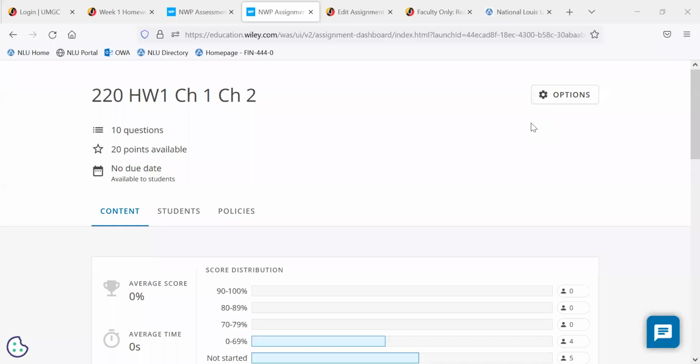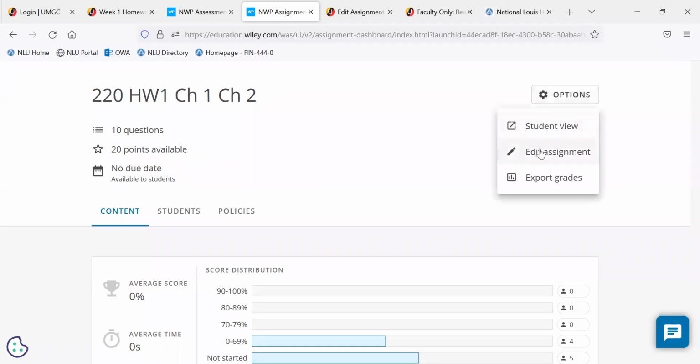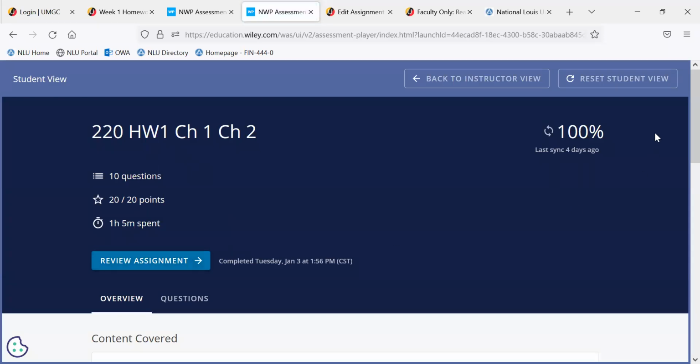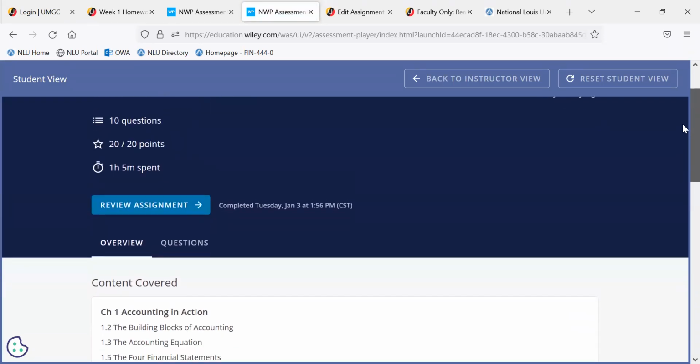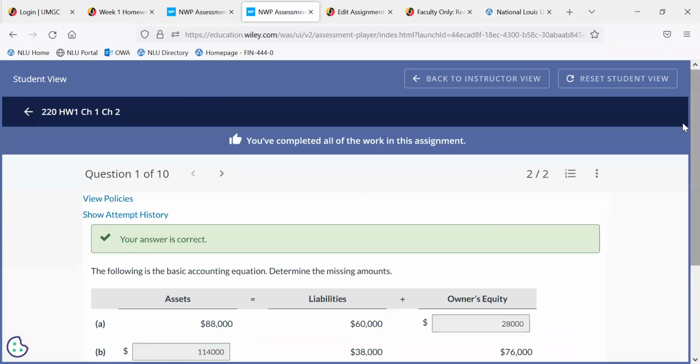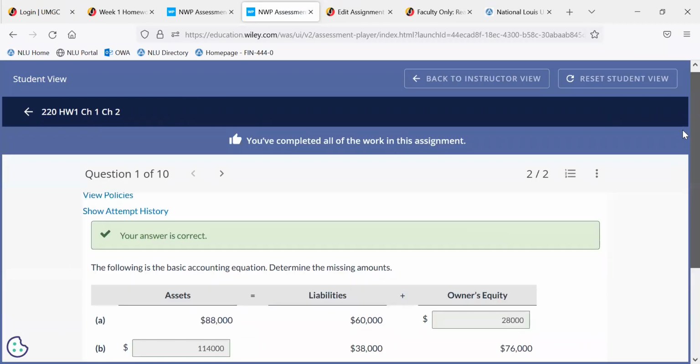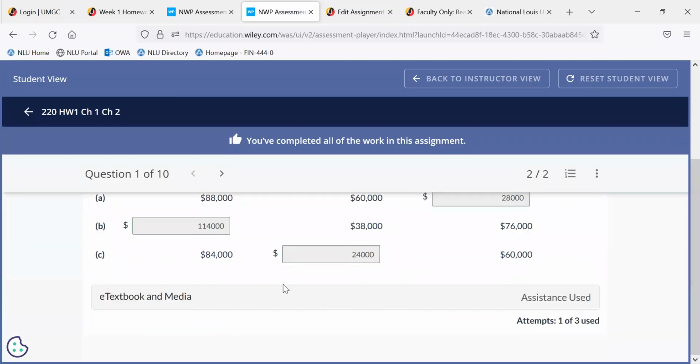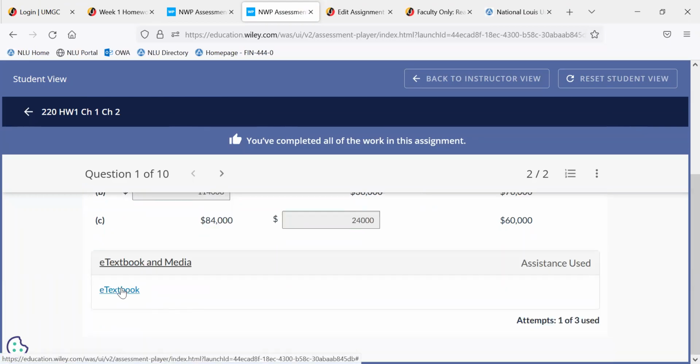here's the Wiley Plus. You're going to get all these homework questions. So if I looked at it in the student view, I'm going to get 10 questions. So you're going to get these. The other thing I'm going to tell you is you're reviewing your assignments. Not all of them will have media, which means a video to look at, but they will all at least give you the textbook information.